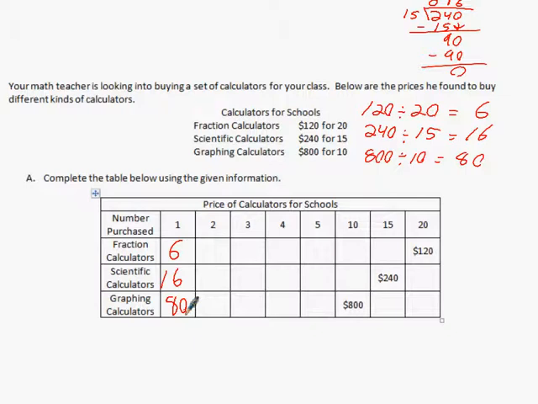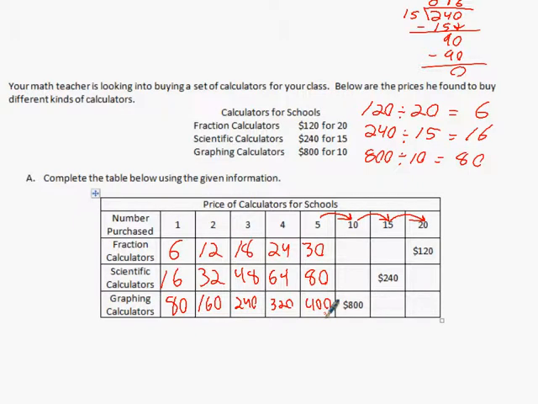So fraction calculators counts by 6 until it jumps. Notice it jumps a few times. So 12, 18, 24, 30. Scientific calculators counts by 16. A little bit harder to do. 32, 48, 64, and 80. Yeah, 80. Second guessed myself there for a second. Graphing calculators counts by 80, so really it's just counting by 8 with an extra 0. So 160, 240, 320, 400.